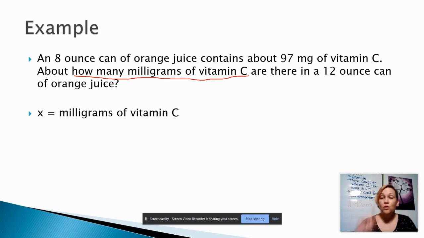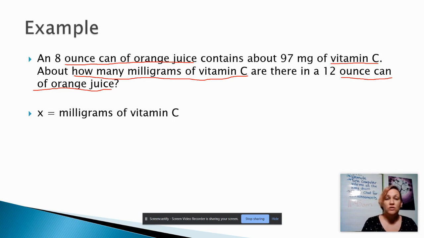That's also going to be one of my words in my word ratio. Vitamin C is going to be part of my word ratio. It also says vitamin C up here. So definitely need that in my word ratio. For the other half of my word ratio, because we need 2 halves, I have my can of orange juice and my can of orange juice. So that's what I'm going to use for my other half of my ratio.